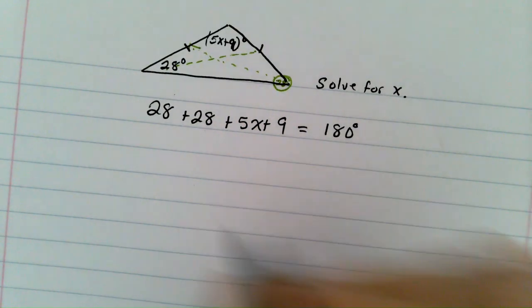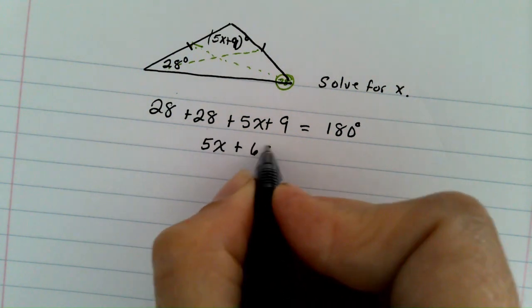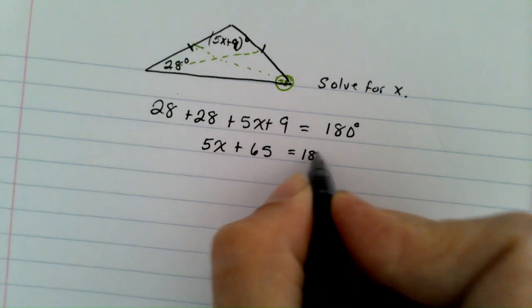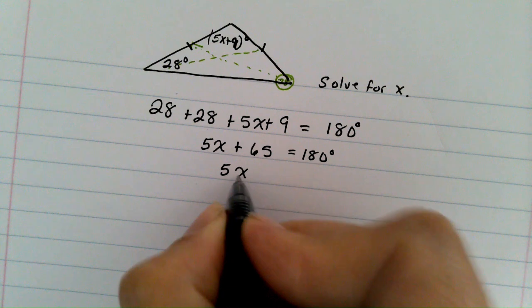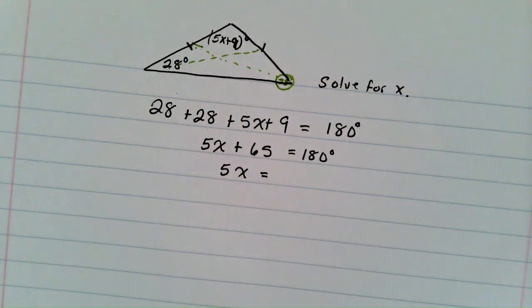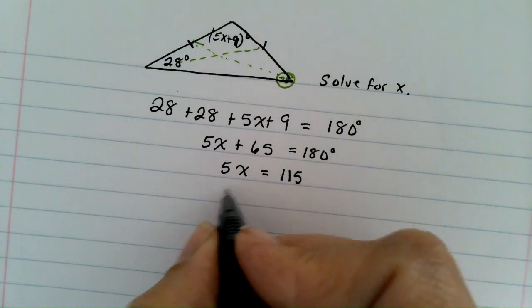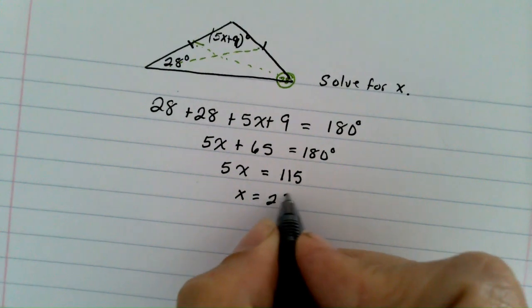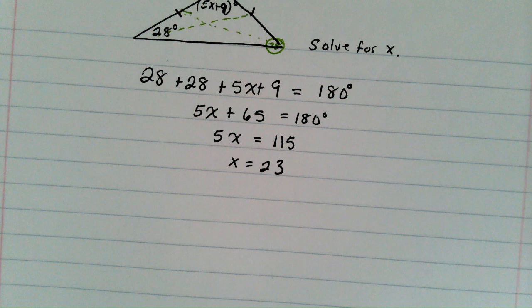Now that we've done that, we can combine like terms. So we get 5x plus 65 is 180 degrees. Subtract our 65. So you didn't think you were getting away from algebra. We got to have some algebra practice in geometry. We're back down to 115, and then we're going to divide, and we're going to get 23. So x is 23. It does not need a degree label because it is not an angle. It's a variable.